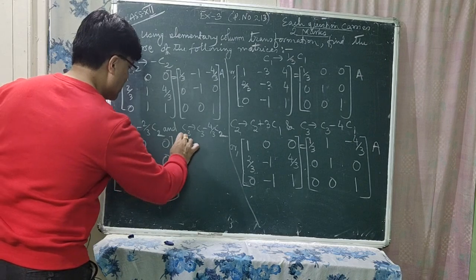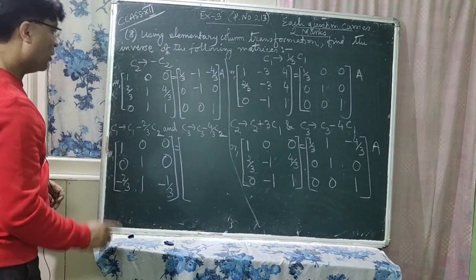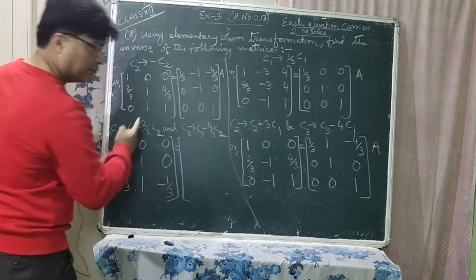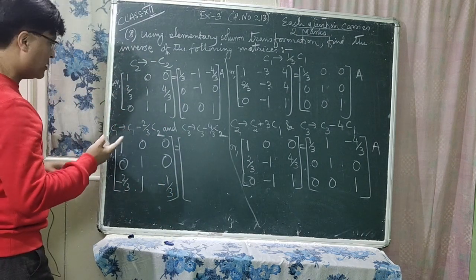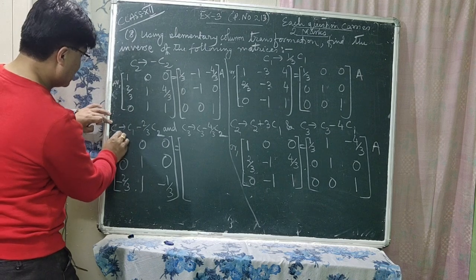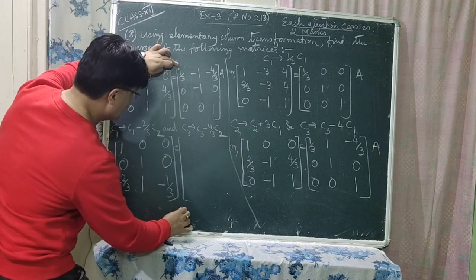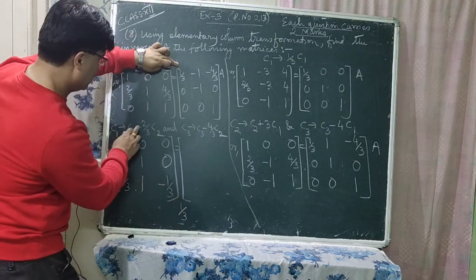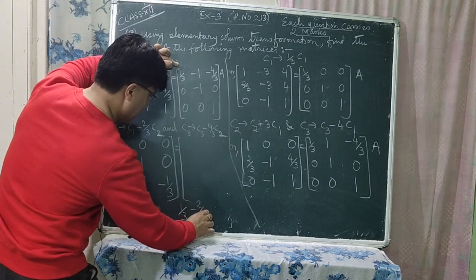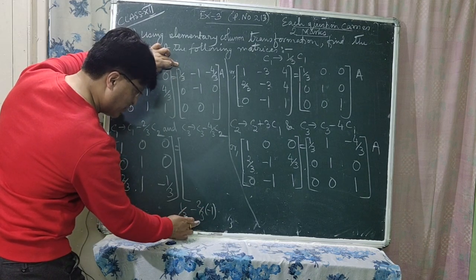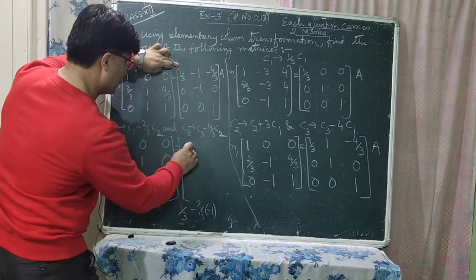So which is equal to, on the right hand side, also only column 2 remains same, but other column changes. So C1, how does it change? Now C1 is 1/3. C1 is 1/3 minus 2 by 3 into minus 1. So minus into minus plus, so 2 by 3. 2 plus 1 is 3. 3 by 3 is 1.